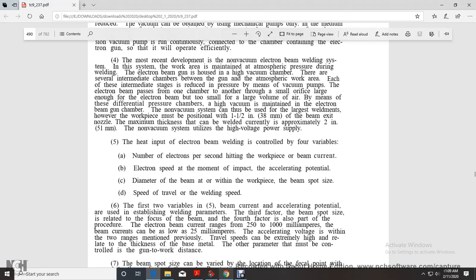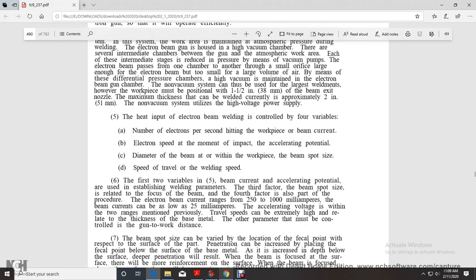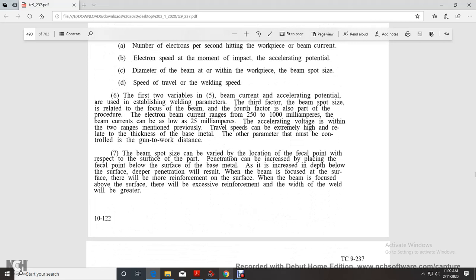Electron beam current ranges from 250 to 1,000 milliamperes. The beam current can also be as low as 25 milliamperes. The accelerating voltage is in the range mentioned previously, with extremely high travel speed. The thickness of the base metal or other material must be controlled with the gun work distance.